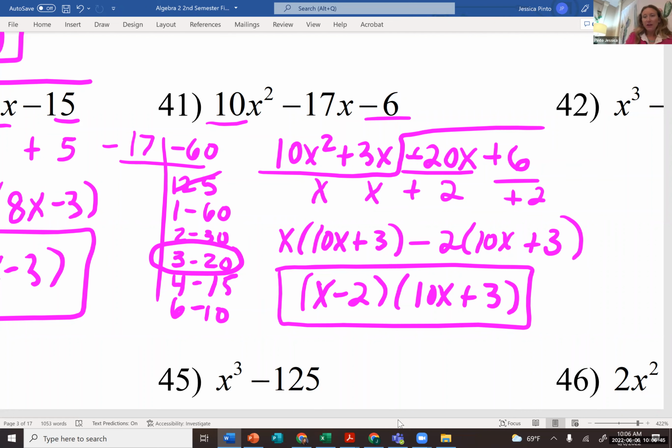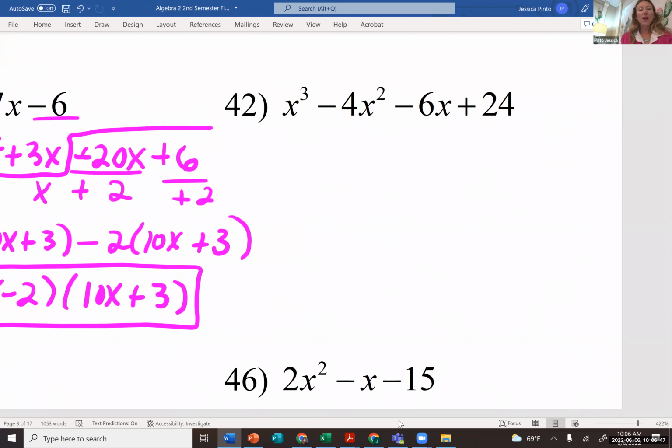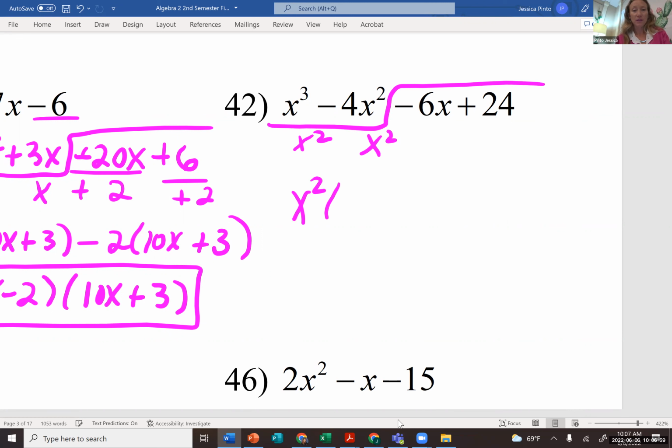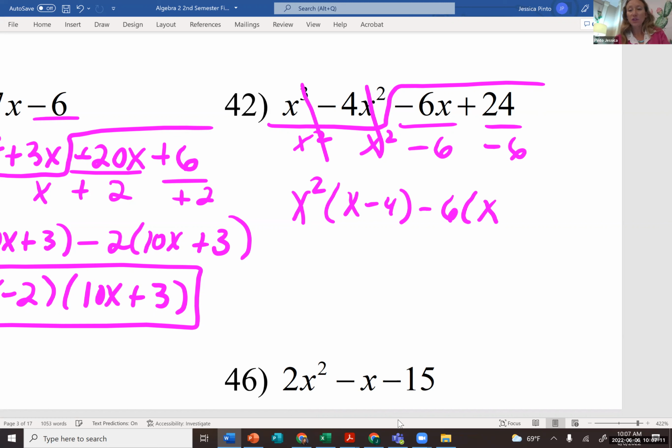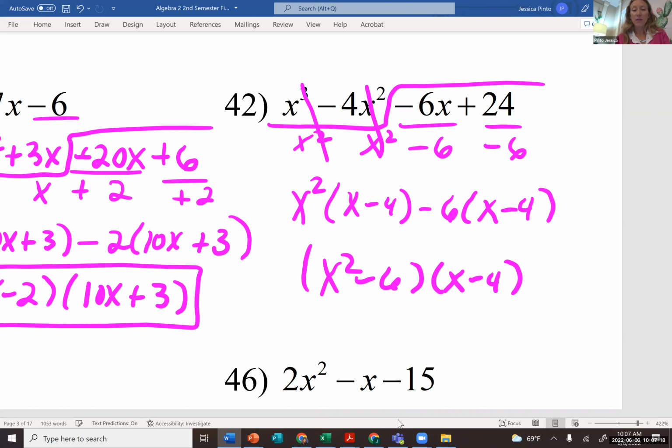All right, so it looks like we got 42. Right on. 42 is a polynomial, 1, 2, 3, 4. Love these. I'm just going to start by drawing the fence. Taking out an x squared from the first 2. I've got x minus 4. And then taking out a minus 6. x, and that will switch to a minus 4. Right on. x squared minus 6 and x minus 4, final answer.